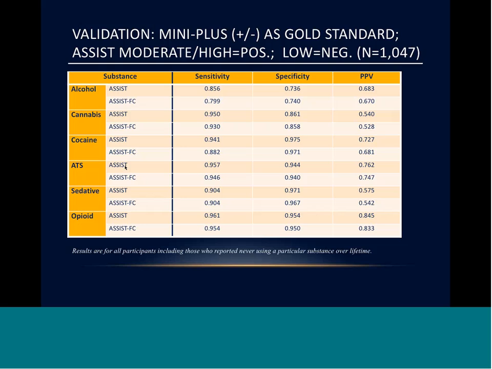And with regard, as you can see in the slides, to sensitivity, specificity, and positive predictive value, results were pretty highly comparable across the 2 instruments when ASSIST and ASSIST FC were compared to a diagnosis of dependence, either positive or negative, based on the MINI Plus. And you'll see that some drugs were missing. We did not have enough sample size to evaluate, I believe, hallucinogens and inhalants.